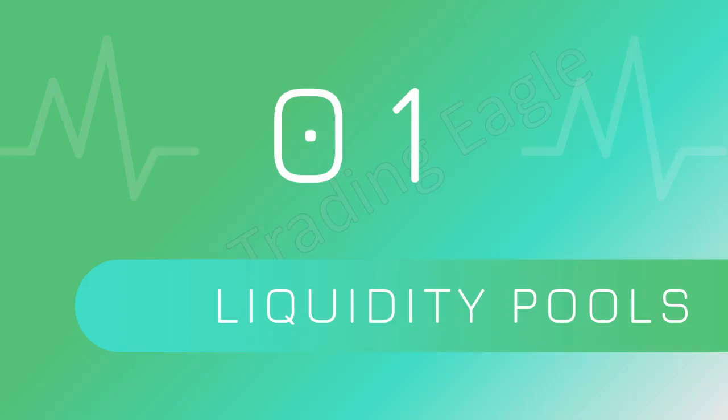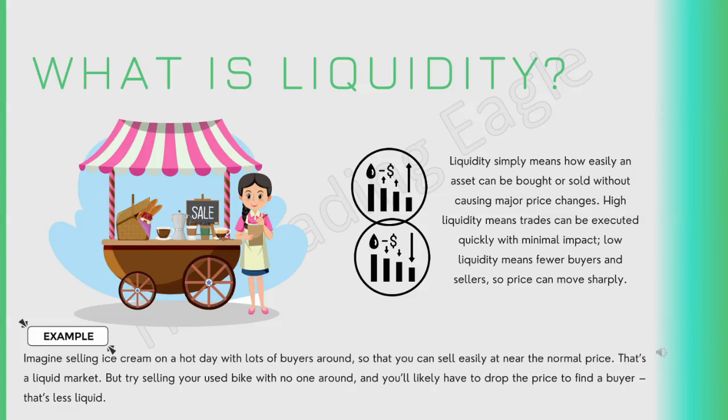So what is liquidity? Before diving into the price magnets, let's define what liquidity really is. Many don't actually know the meaning of that, and it simply means how easily an asset can be bought or sold without causing major change in price. High liquidity means trades can be executed with minimal impact. Low liquidity means fewer buyers and sellers, so price can be moved sharply.